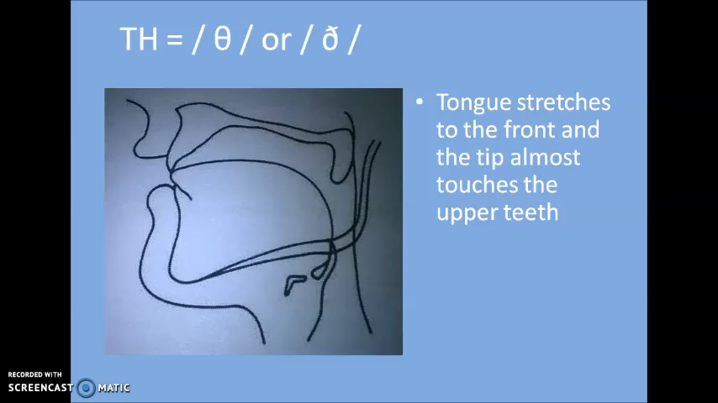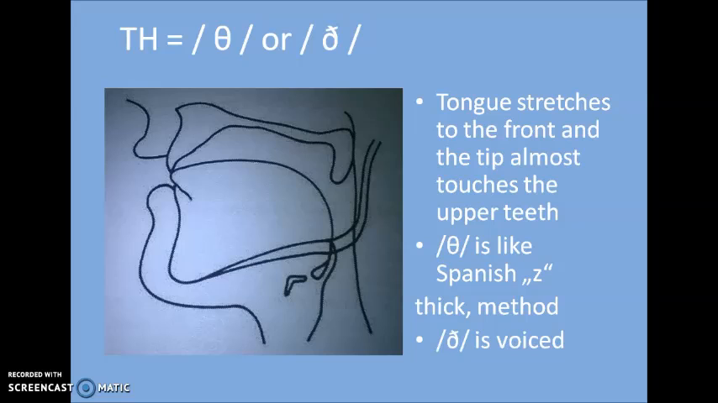The next common issue is the pronunciation of letters th, which can be pronounced as voiceless th or as voiced th. They are both pronounced more or less the same way, in which the tongue stretches to the front and the tip almost touches the upper teeth. Now, voiceless th is a bit like Spanish pronunciation of the letter Z in words like Velázquez, or in English words like thick and method. On the other hand, the voiced th is voiced, so again you have the vocal cords and therefore your neck vibrating if you touch it, and it can be found in words like this or other.